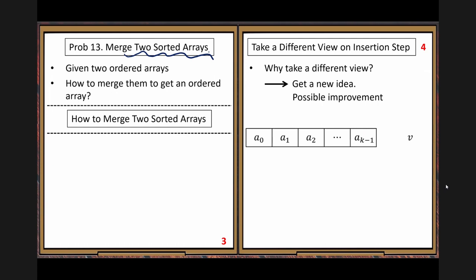So let's start with our insertion operation. In our insertion operation, the given array is ordered, in ascending order. Then we do comparison. This is V. We compare V in sequential order, not in binary order. In our standard insertion operation, we compare V with the elements in the ordered array in sequential order. Why not binary order?